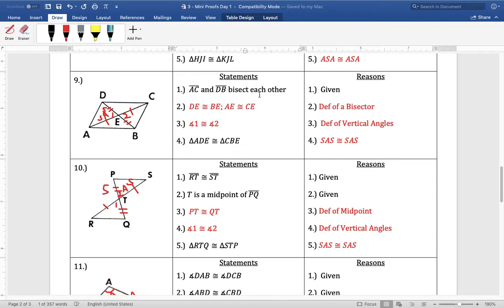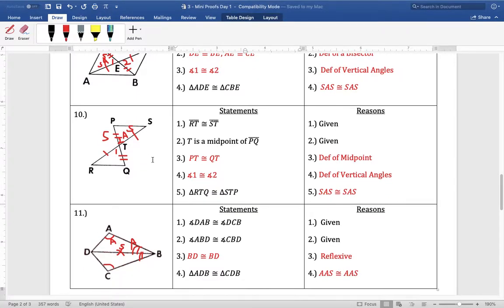If you go back to the beginning, we have a double bisector here. So we've got DE congruent to BE, and we have AE is congruent to CE. Once again, your vertical angle, side. And here you go. Sides are congruent, definition of a bisector. Angle 1 is congruent to angle 2, definition of vertical angles. Step 4, that's a side angle side proof. So you can see that there.